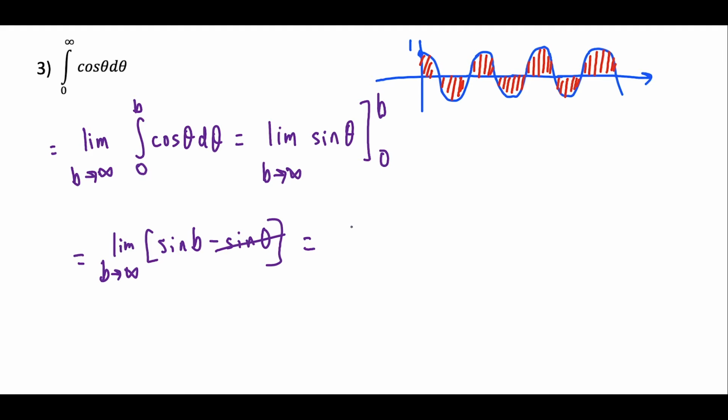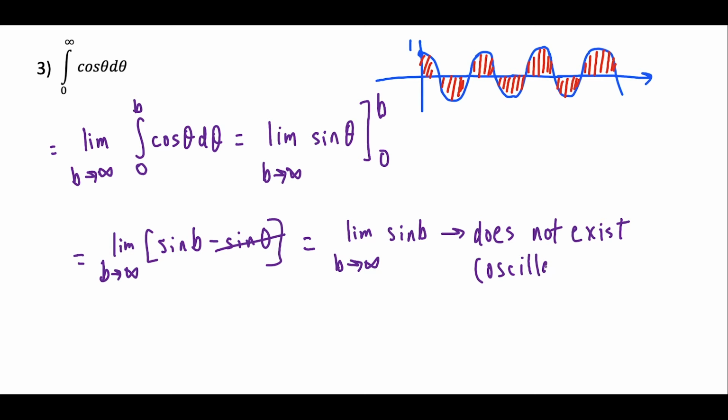But if we look at this resulting limit, the limit as b goes to infinity of just sine b, this limit does not exist. And why? Because this function just oscillates between 1 and negative 1. So it's not heading to a specific value as we look towards infinity here. So because of that, what we could say is that this integral from the beginning diverges.